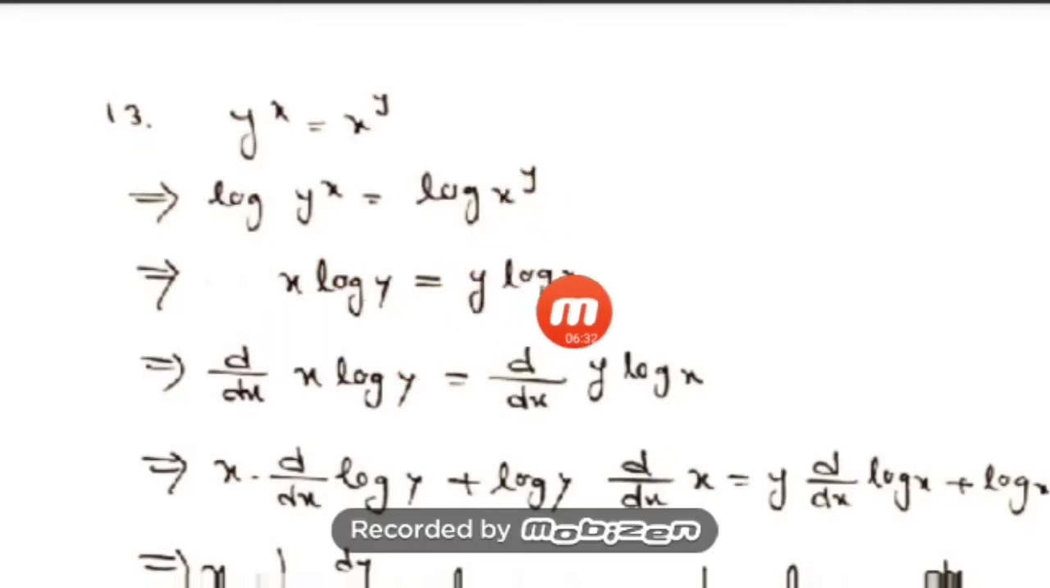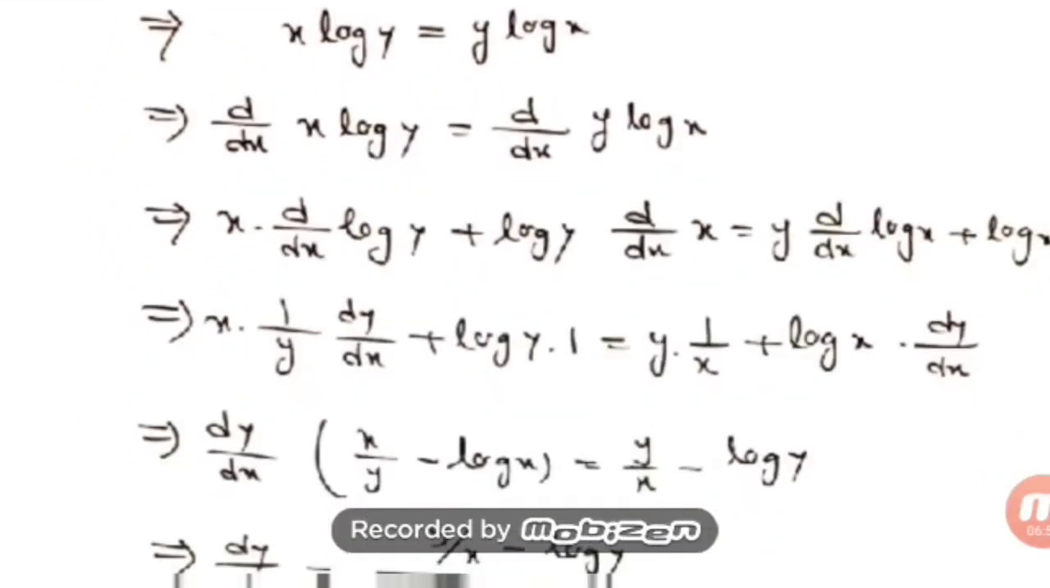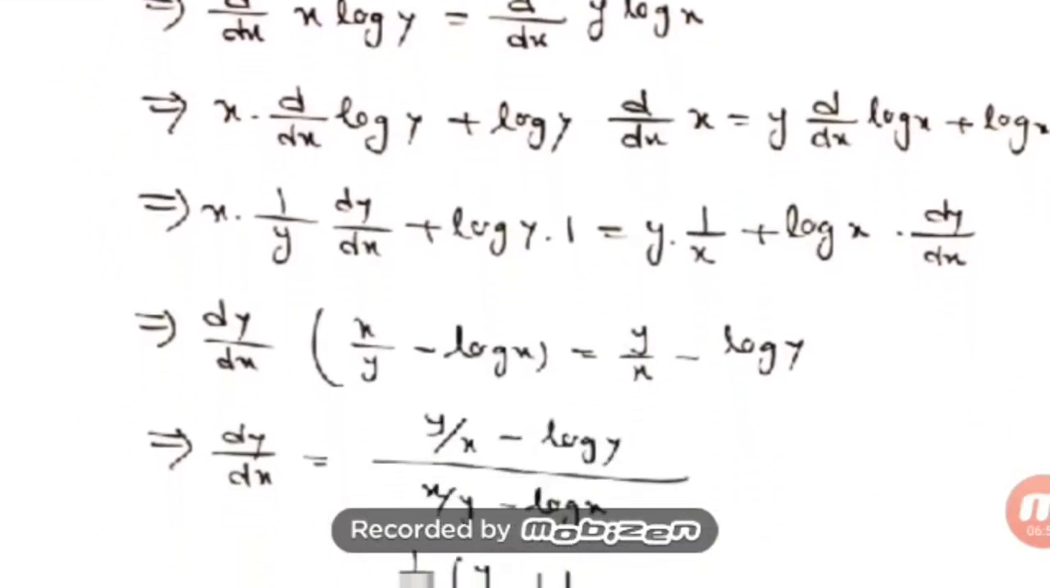Simplification step is done. Take d/dx on both sides. d/dx of x log y is equal to d/dx of y log x. Here the product rule has to be applied. On the left, x d/dx of log y plus log y d/dx of x. On the right side, this is the first function, this is the second function, so y d/dx of log x plus log x d/dx of y. After this, do the simplification. On simplification, x d/dx of log y is what? 1 by y dy/dx. Log y d/dx of x is 1. y d/dx of log x is 1 by x, plus log x dy/dx.